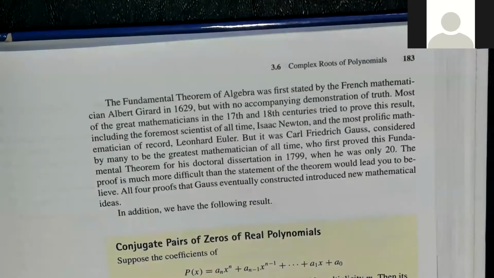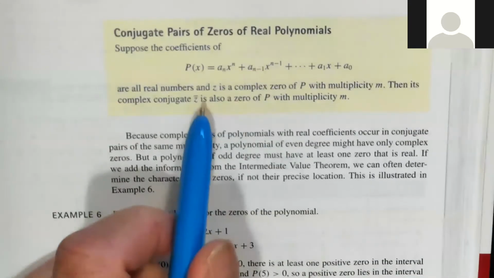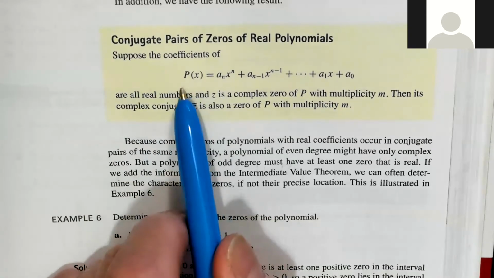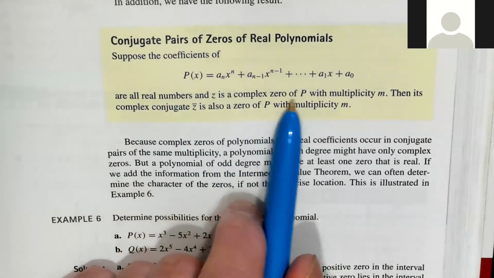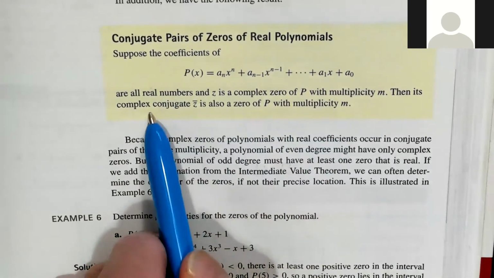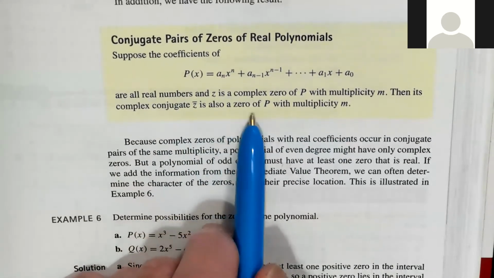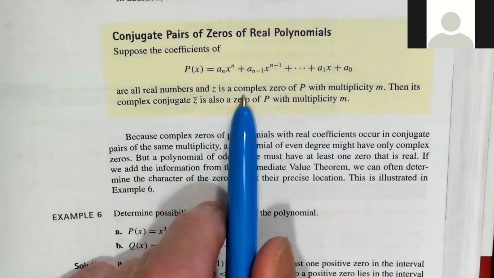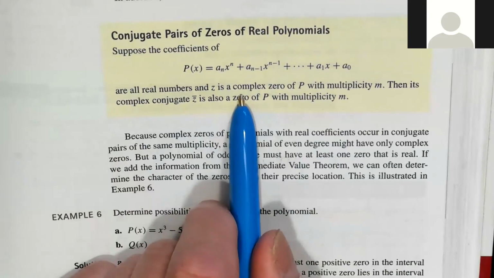Okay, page 183, the conjugate pairs rule. If you want to put this on your cheat sheet, you may. Suppose the coefficients of a polynomial are all real numbers. Z is a complex zero with multiplicity m. Then its complex conjugate, Z with a bar on top, is also a zero of P with multiplicity m. A fast way of saying this is that if you have a complex solution, its conjugate is also a solution.